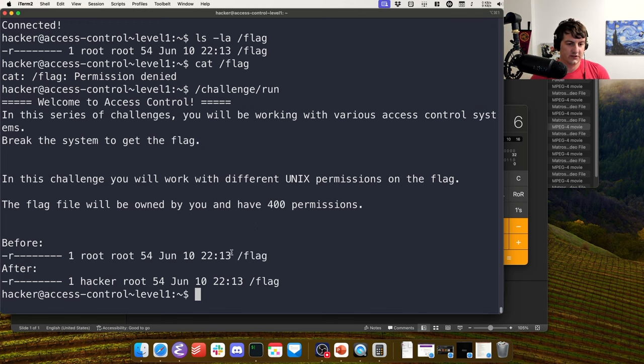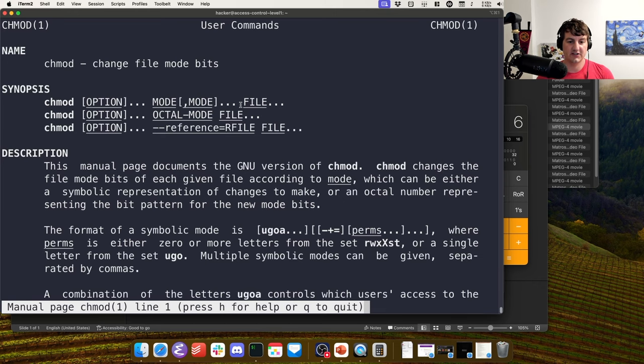Cool. Okay. So we can see that /flag is owned by hacker. Great. But I can just read this flag now. It's owned by me. One of the things you may have to use, besides ls, which we already looked at a lot, is chmod. Because I'm the owner of this, I can use chmod to change the permissions of files.